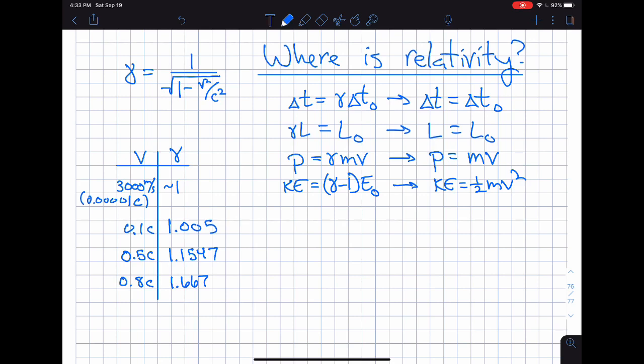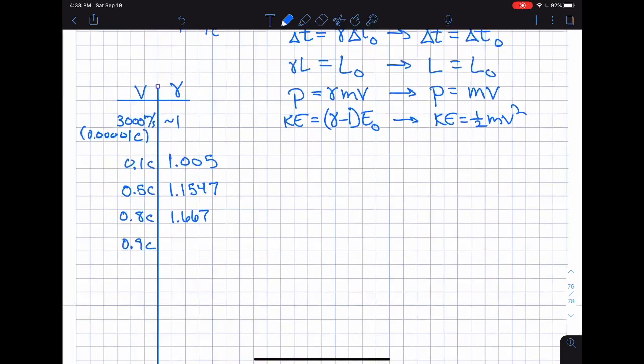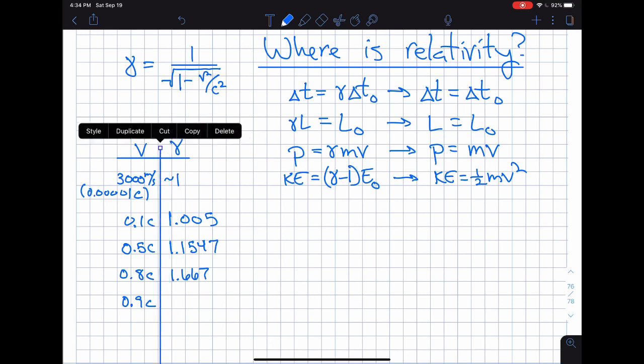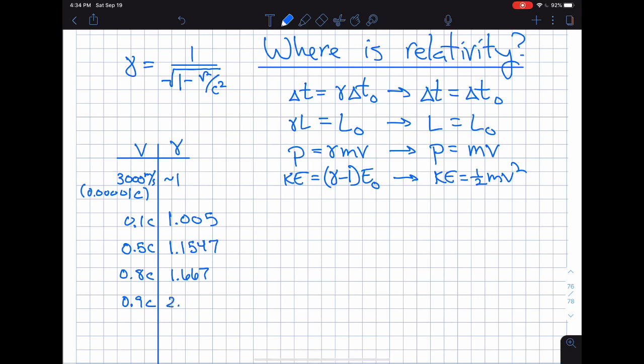I'm going to do just a couple more. Let's do 0.9 c. Boo! That was a little bit more than I wanted. If we do that, we get 2.294. Okay, I'm actually going to stop there. That's plenty. We can see how it's going. But this is the whole point. We don't see relativistic effects because we're moving too slow. You have to be moving pretty fast before you do see relativistic effects.